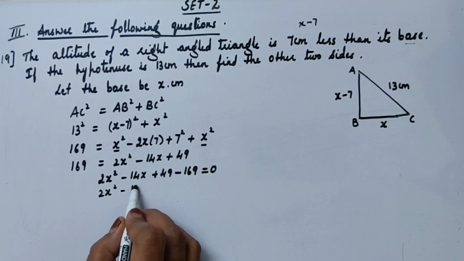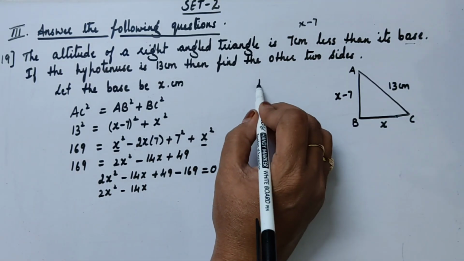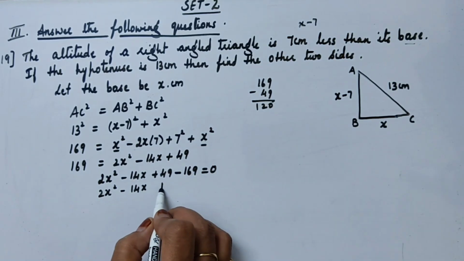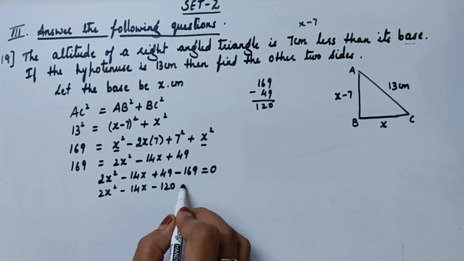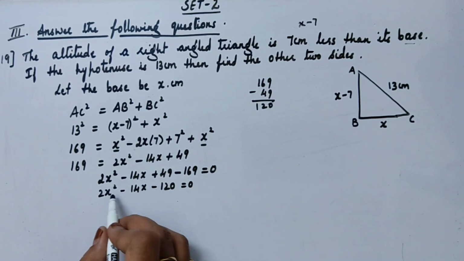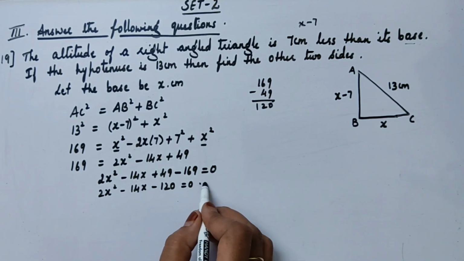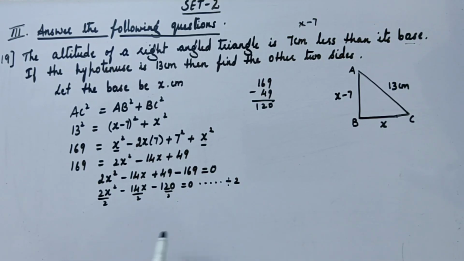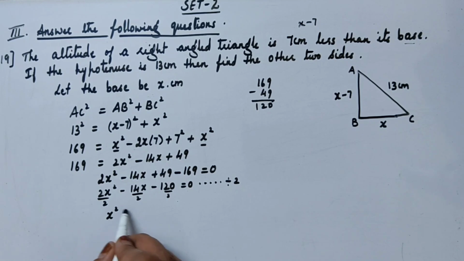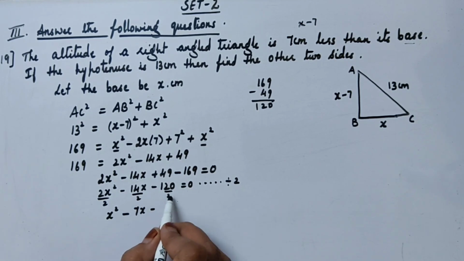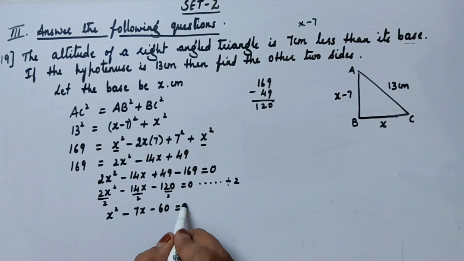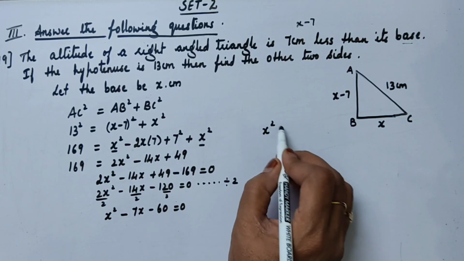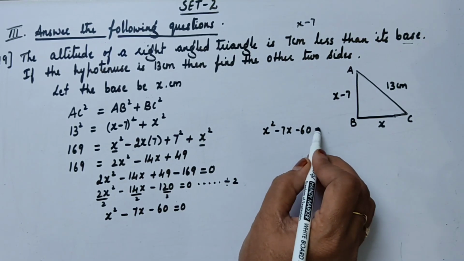2x square minus 14x. Now let us subtract 169 minus 49. We get 120, so minus 120 equals 0. Now as you can see, all of this is divisible by 2. Let us divide each term by 2. 2 cancels. I am going to get x square minus 7x minus 2 1s are 2, 6 2s are 12, so minus 60 equals 0. Now here x square minus 7x minus 60 equals 0.